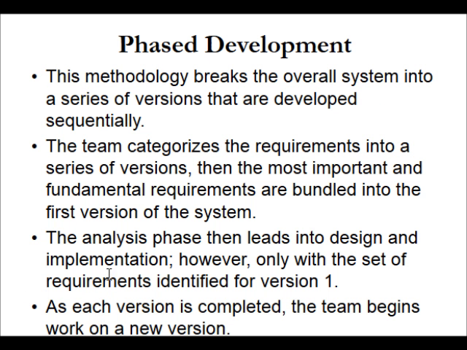Phased development. This methodology breaks the overall system into a series of versions that are developed sequentially. The team categorizes the requirements into a series of versions, and then the most important and fundamental requirements are bundled into the first version of the system. The analysis phase then leads into design and implementation, however, only with the set of requirements identified for version 1. As each version is completed, the team begins work on a new version.